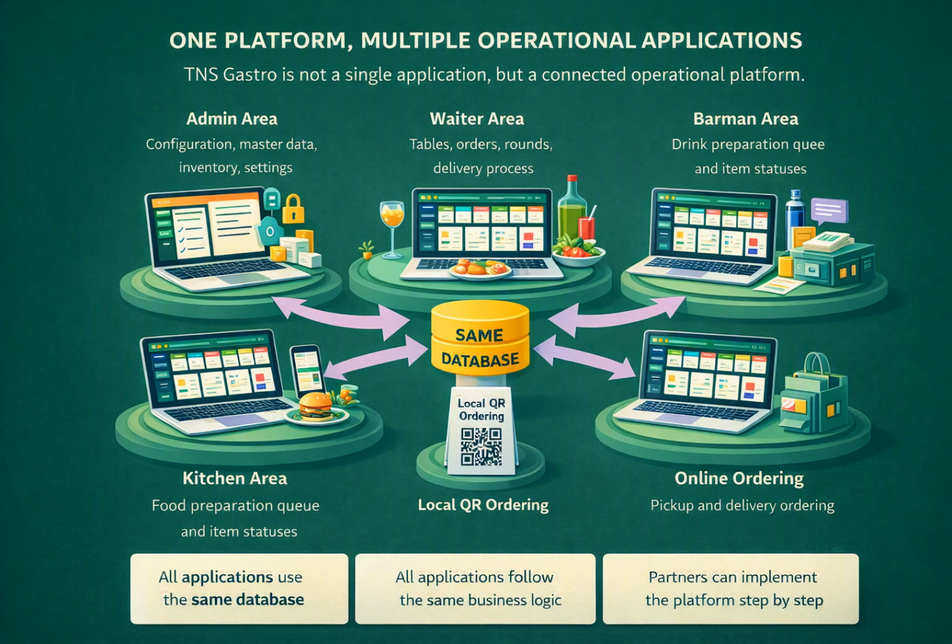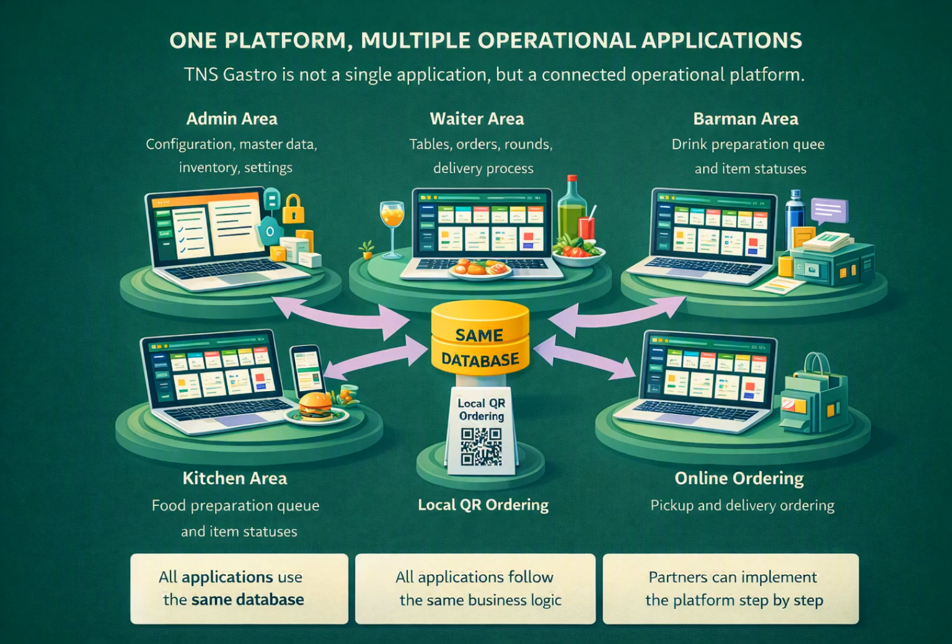Before we continue, there is one important point. In this seminar, we will present everything that TNS Gastro can do. This does not mean that every partner must use every feature of the platform. TNS Gastro can be implemented step by step. It can be used as an additional system alongside the existing system, or it can be implemented as the complete operational platform. There is no requirement to replace an existing system. Each partner decides which parts of TNS Gastro to use and when to introduce additional functionality. This allows restaurants to adopt the platform gradually, with minimal operational risk.